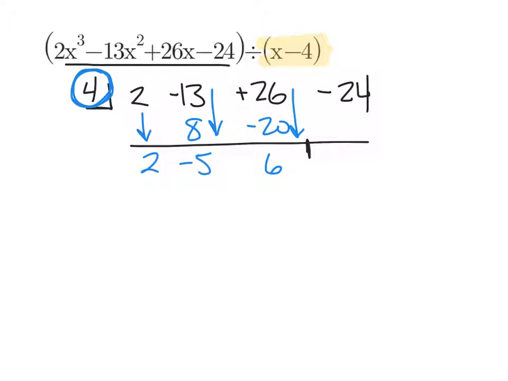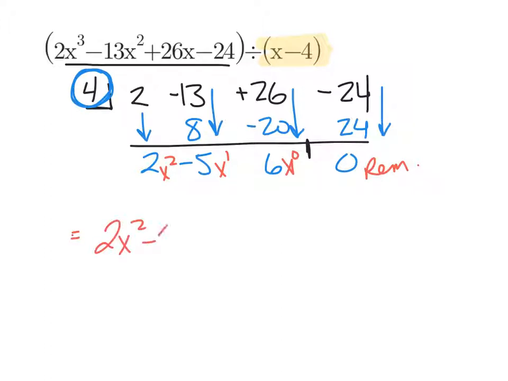4 times 6 is 24. And add. 0. Now we have all of the terms of our answer. The 0 is the remainder. And then we have x to the 0, x to the first, and x to the second. So this division will yield an answer of 2x squared minus 5x plus 6 with no remainder. And there we are.